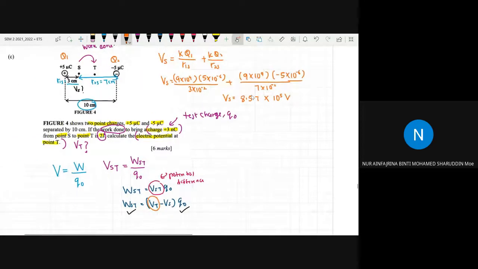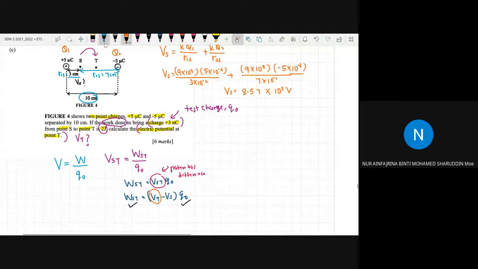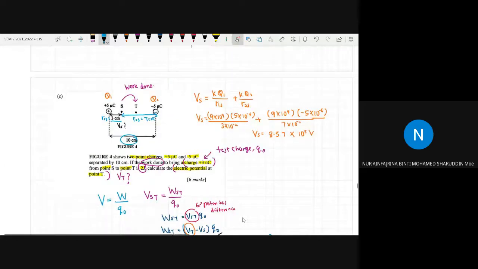Okay, now dah dapat electric potential dekat point S. So, we already know the work done is 2. And then, kita nak cari electric potential dekat point T. And kita tahu VS kita adalah 8.57 times 10 to power of 5. And test charge kita adalah 3 nano Coulomb. So, we arrange this equation and tekan calculator. You will get 6.68 times 10 to power of 8 volt. That's all. Okay, boleh?